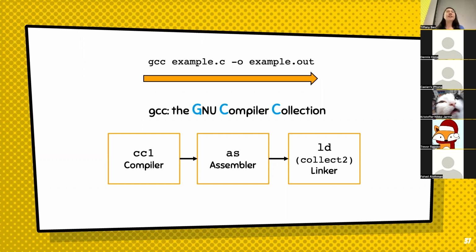GCC is short for the GNU Compiler Collection. That's why it's called a collection, because it's not just one tool. It's a collection of tools doing those processing steps as a pipeline. In fact, you can get those intermediate results if you specify two more options for GCC, which are -save-temps, which gives you the temporary files produced during the entire compilation process, and also -v.